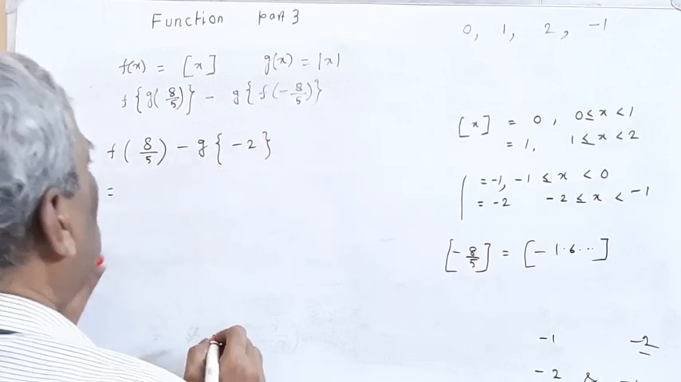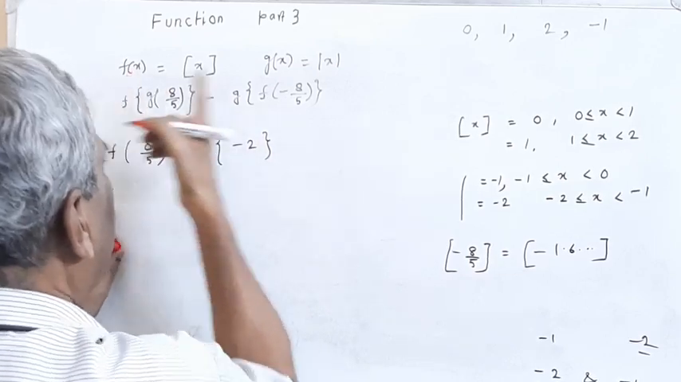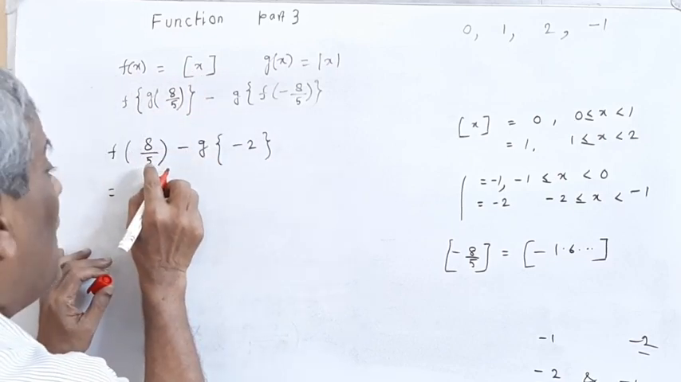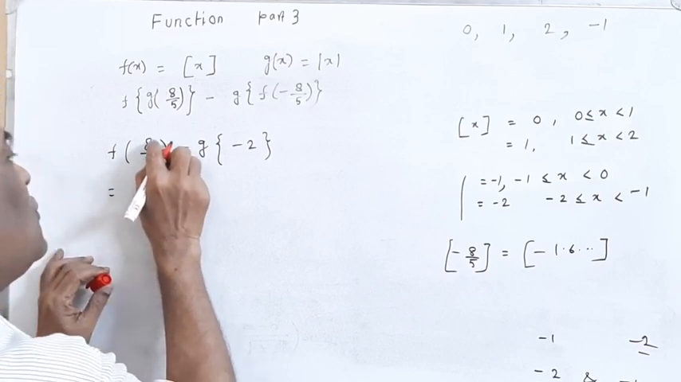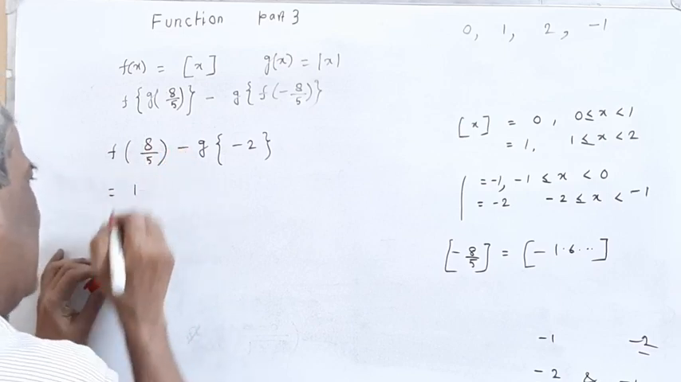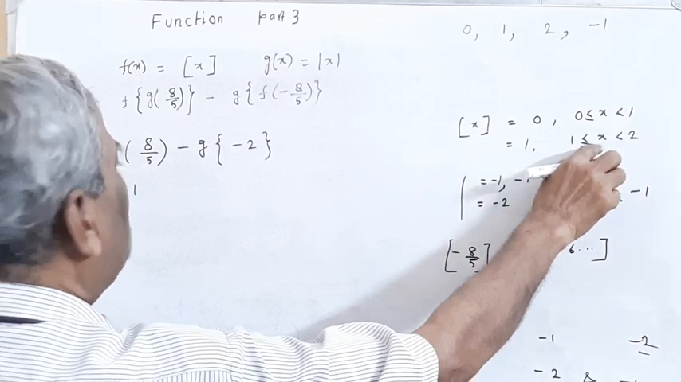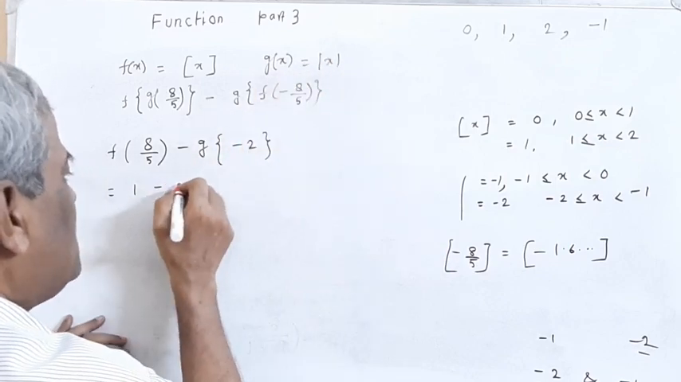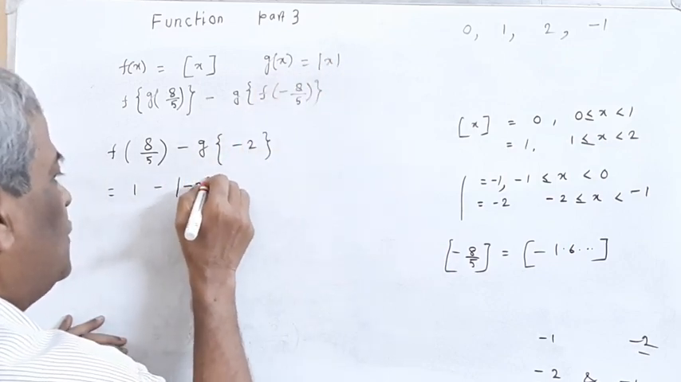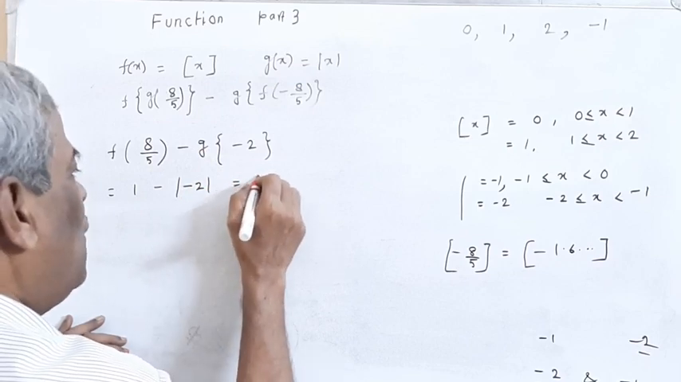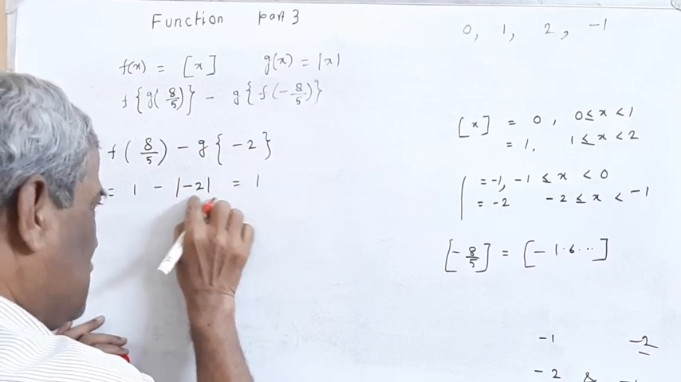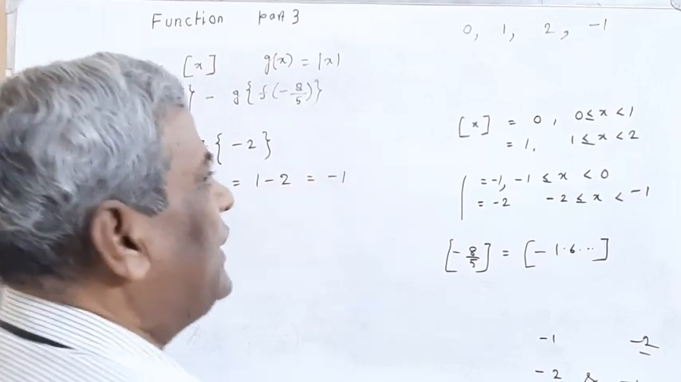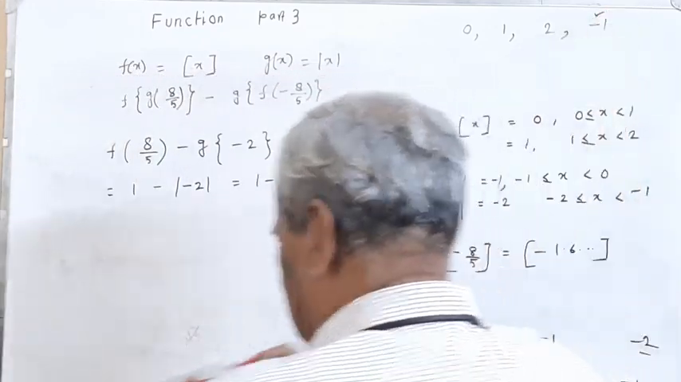So it is equal to f of 8 by 5, the functional value of 8 by 5. Its value is 1 point something. So it is simply 1. In that case, minus g of minus 2, the modulus value of minus 2, is plus 2. So it is 1 minus 2, which is minus 1. So option 4 is correct.